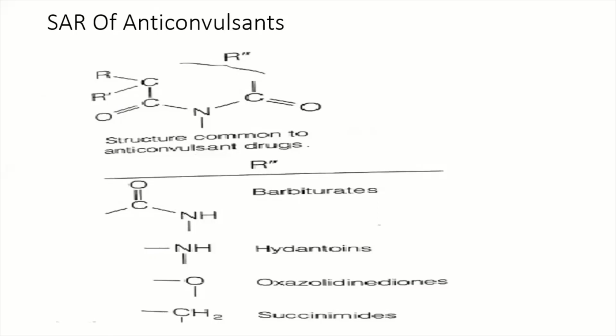Similarly, Hydantoins. When you take Hydantoins, in this R double dash portion, you substitute with the NH group. So you get the Hydantoin derivatives. When you compare with barbiturates, Hydantoins are 5-membered rings. So you can see here the total number 1, 2, 3. Amide group comes, and you will get the barbiturates.